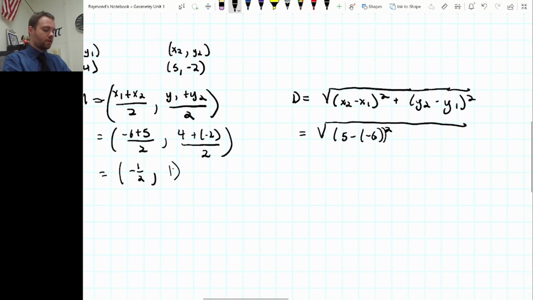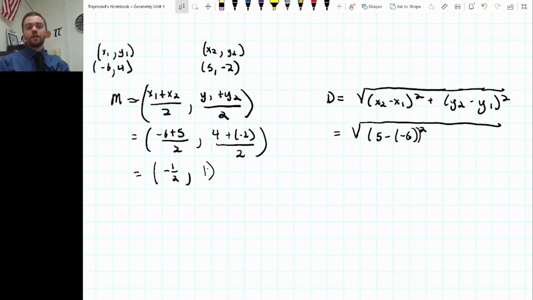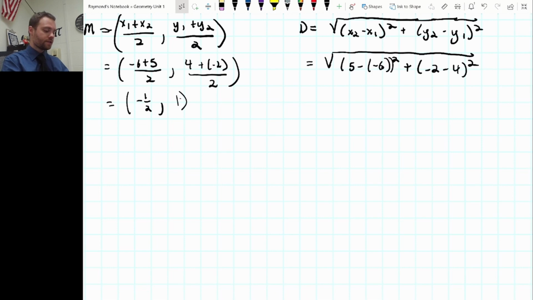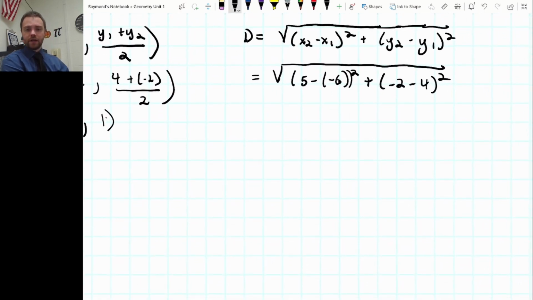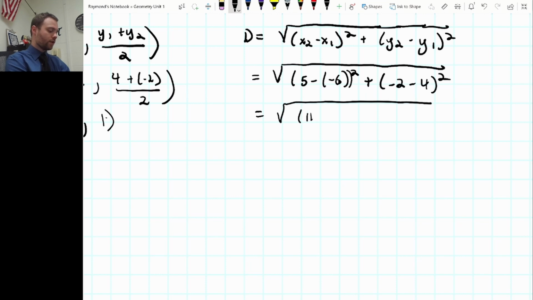Quantity squared. So remember to keep those signs straight. You're subtracting, but if you subtract a negative, it's going to be positive. y2 is -2, and then y1 is 4, so -2 minus 4 squared with a plus sign in between those two. So we're going to break this down. 5 minus a negative 6 is going to be positive 11. So I've got 11 squared plus negative 6 squared. Well, 11 squared is 121.